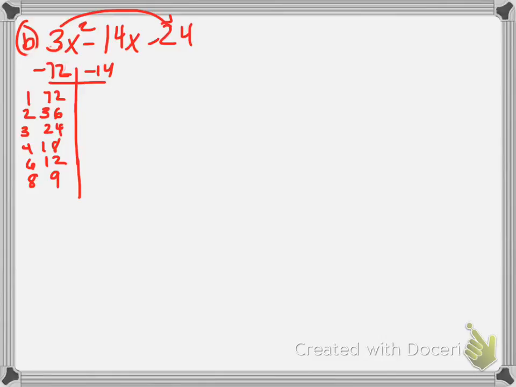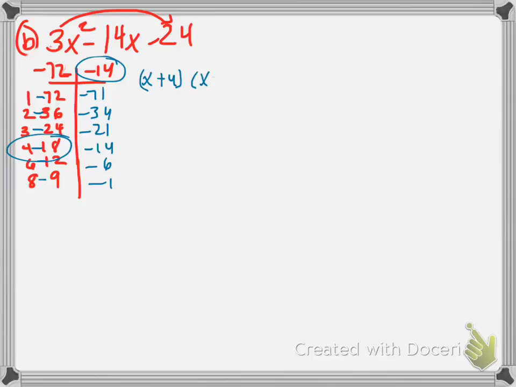Now the question is, 72 is negative, so one of these numbers has to be negative. They have to be different signs. The bigger number is negative. Why? Because the middle number is negative. So negative 72 and 1, negative 36 and 2, negative 24 and 3, negative 18 and 4, negative 12 and 6, and negative 9 and 8. What am I looking for? Negative 14. So my answer would be these two: x plus 4 and x minus 18.